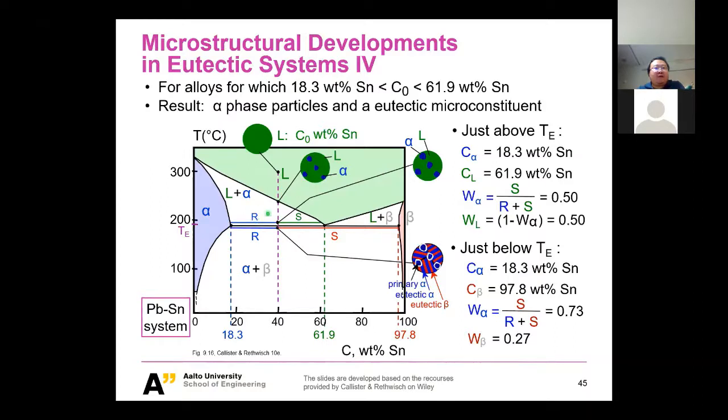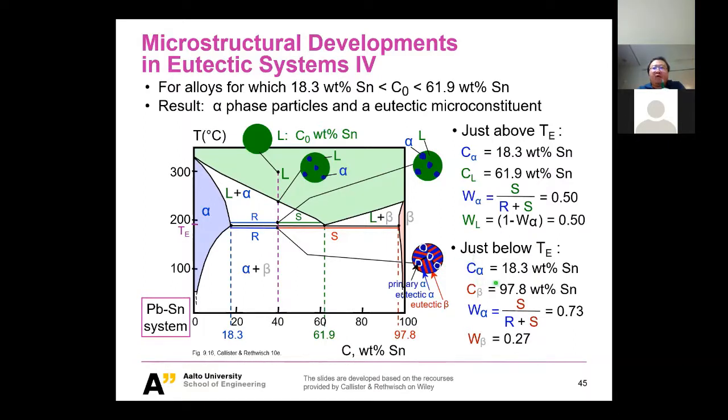So here you get a certain amount of alpha. This alpha is the round and uniform alpha. This is a very interesting feature when you have this kind of eutectic microstructure in your material. There are still two phases, alpha and beta, but for the alpha, you have two types of alpha. This is a key point for you to remember.